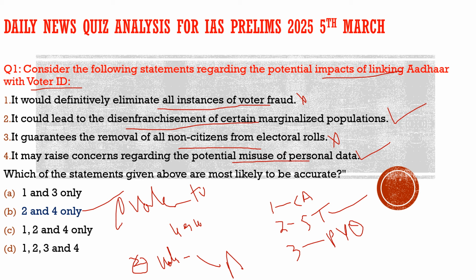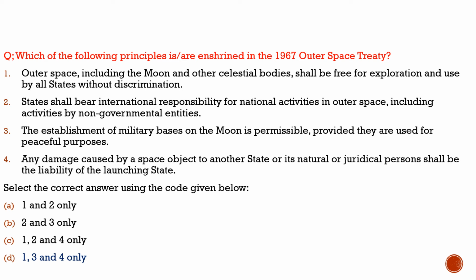Here the question is basically about the 1967 Outer Space Treaty. So you may wonder why we had brought this question here. When I give you the context, you will connect it. So before going to the context, let's solve the question. Let's have a basic understanding about this 1967 Outer Space Treaty. So let's see what the question says.